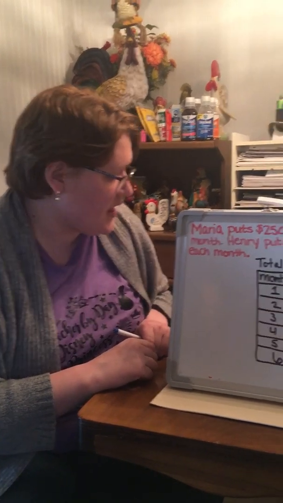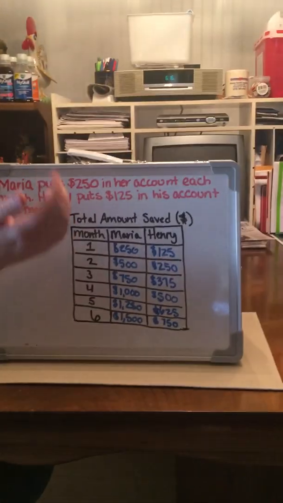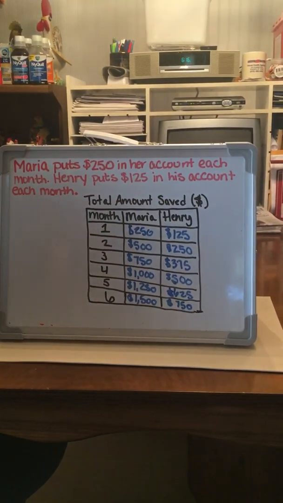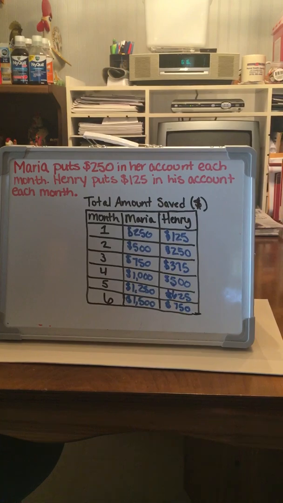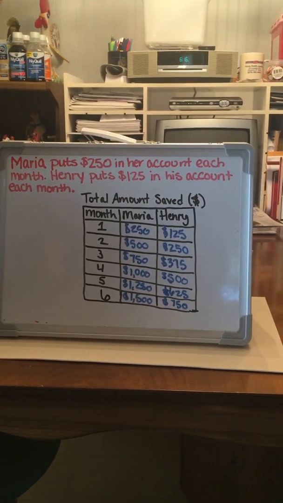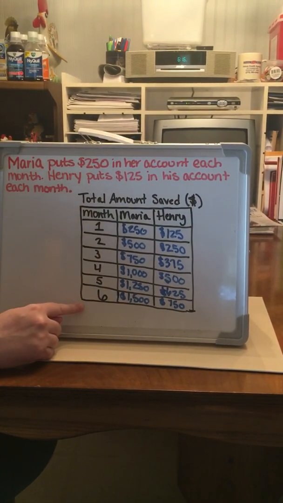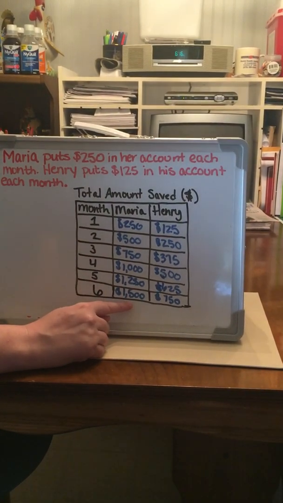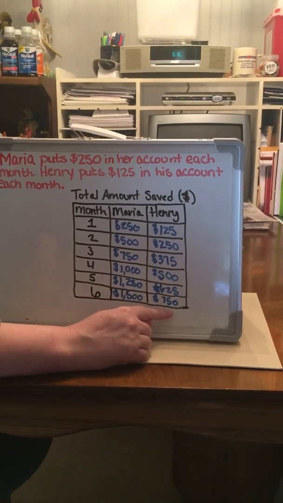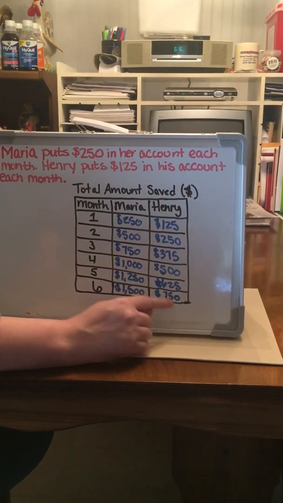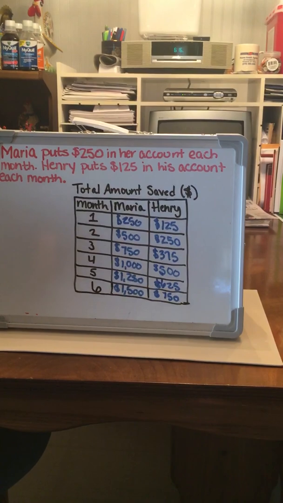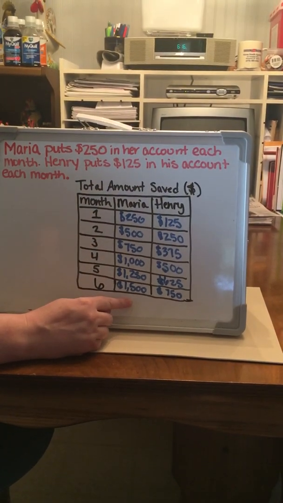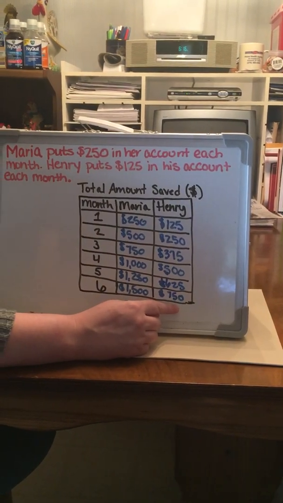It says if Maria and Henry continue saving this way, so Maria continues to save 250 and Henry continues to save 125, what will they have saved after a full year? Well, 6 months is half of a year. So we know at the half of a year mark that Maria has saved 1,500 and Henry has saved 750. So if we add on another 6 months, Maria would save another 1,500 and Henry would save another 750.